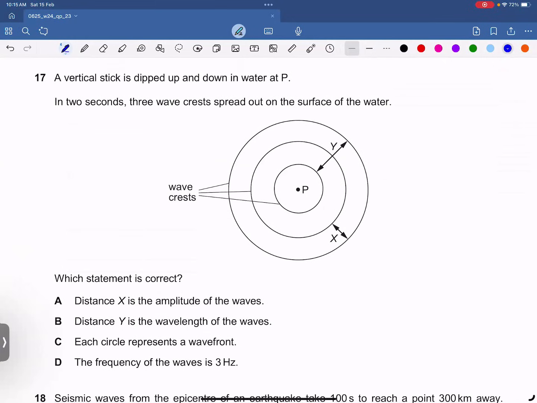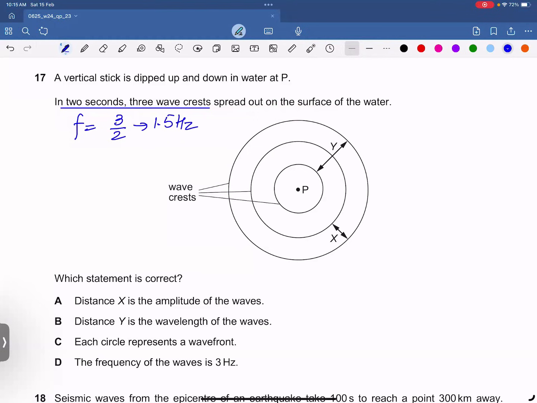Question 17 is easy and it has been tested multiple times previously in Cambridge examinations. The vertical stick is dipped up and down, so at point P, in 2 seconds, the 3 waves pass. You know what that means? 2 seconds, 3 wave crests pass. So it means the frequency is 3 divided by 2, 1.5 hertz.